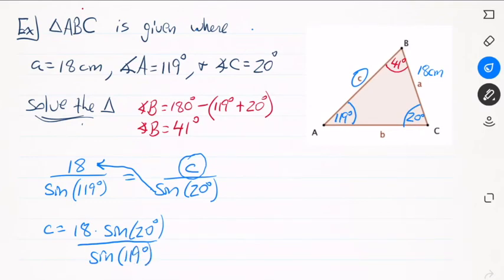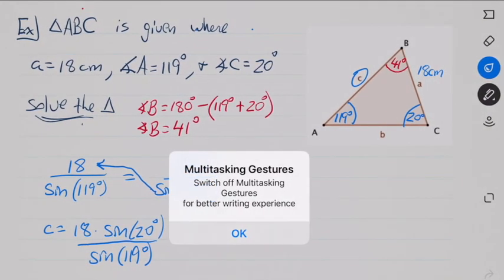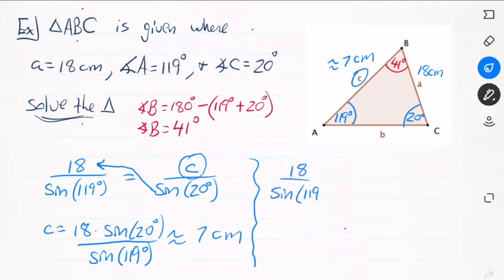Okay, so 18 sine of 20, divided by sine of 119. And we get 7.04, but I'm just going to write it to the nearest tenth. So we got approximately 7 centimeters. All right, so I'll write that in my picture, and I'll definitely put approximate next to it because I want to remind myself that was not a given side. All right, so now we have side C. The only other thing that's missing is side B, so we'll do the same thing. And I'm going to just use the A setup to find the third side.